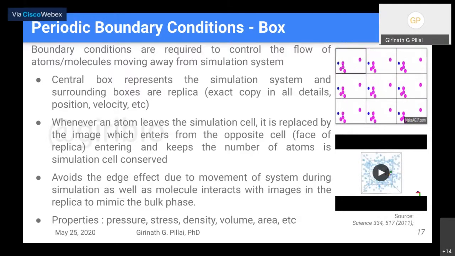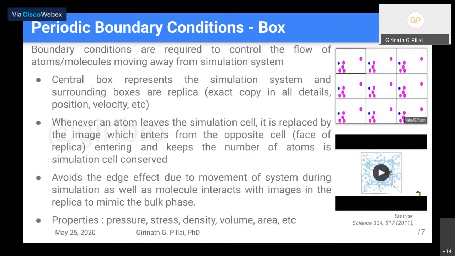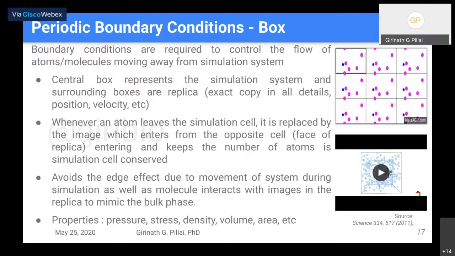Here I call it a box in simple terms. So here the properties that we can understand are the pressure, stress, density, volume, and area. When you define the box, you will get to know about all these parameters when you're running any of the simulation programs.